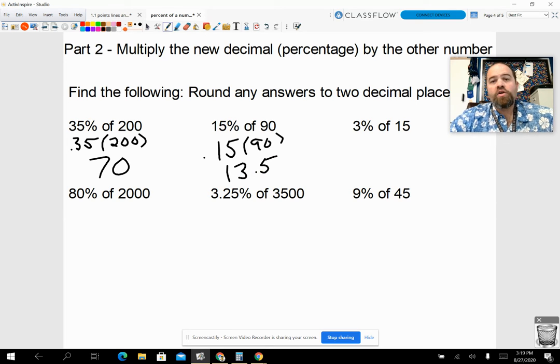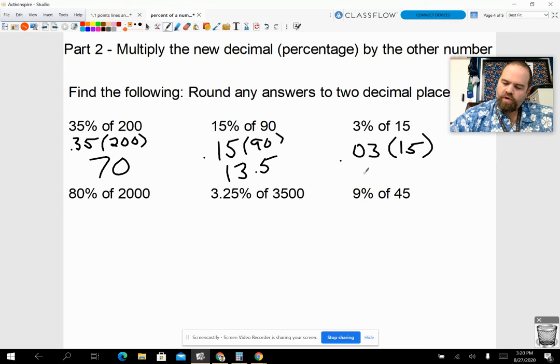13.5. On your assignment today, I have given you some of these that you will have to round, and I want you to round all of them to the nearest tenth. So 0.03 times 15, 0.45. So that rounded to the nearest tenth would be 0.5, like from the other day.